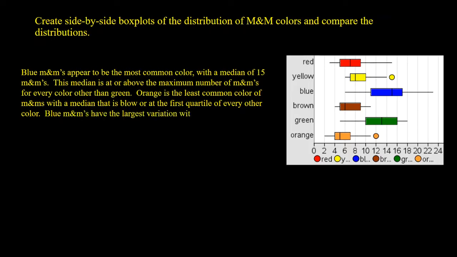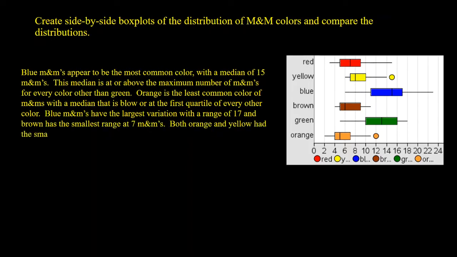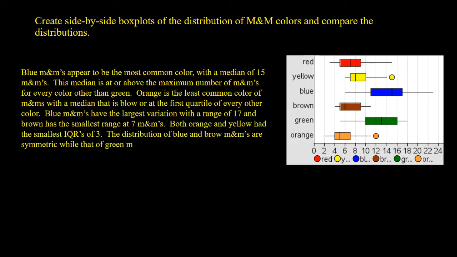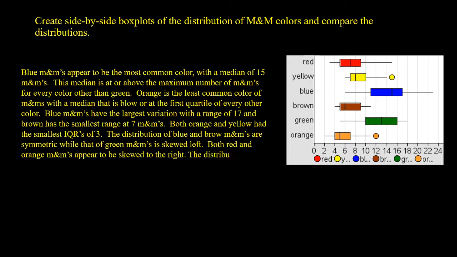Blue M&Ms have the largest variation, with a range of 17, and brown has the smallest range of 7. Both orange and yellow had the smallest IQRs of 3. The distributions of blue and brown M&Ms are symmetric, while that of green M&Ms is skewed left. Both red and orange M&Ms appear to be skewed to the right. The distributions of both yellow and orange M&Ms show high outliers.